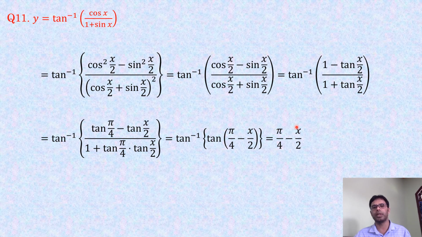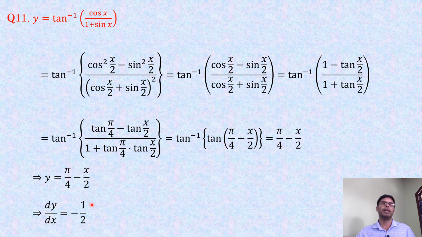Now it is a simple term, and it is easy to differentiate. So y is equal to pi by 4 minus x by 2, and dy/dx is equal to, pi by 4 is a constant, so minus the derivative of x by 2, which is 1 by 2, because the derivative of x is 1 and the 2 remains the same. Okay, so this is the result for the question.